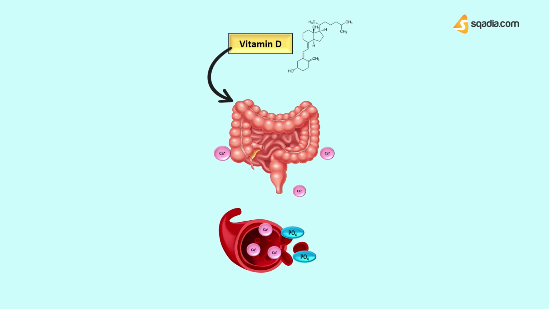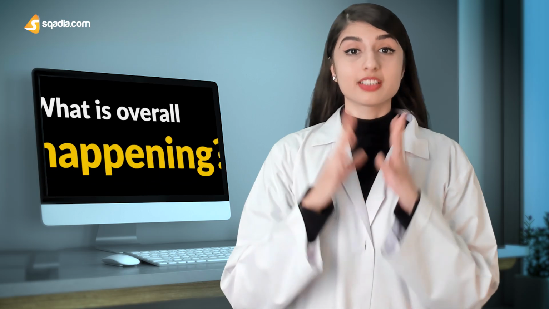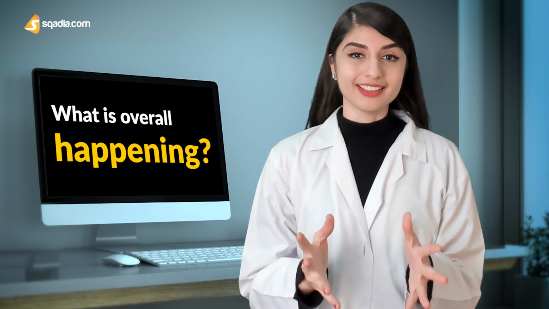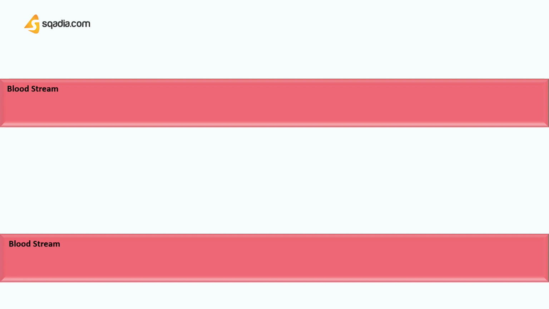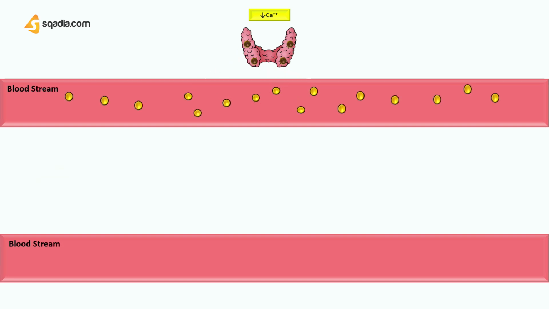So, what is happening as a result of parathormone? It is activating vitamin D, which in turn will increase the calcium in the blood. So at a glance, what is overall happening? Let's see. Now, the low levels of calcium in the blood will be detected by the calcium sensing receptors on the parathyroid gland chief cells. This will result in the secretion of parathormone.